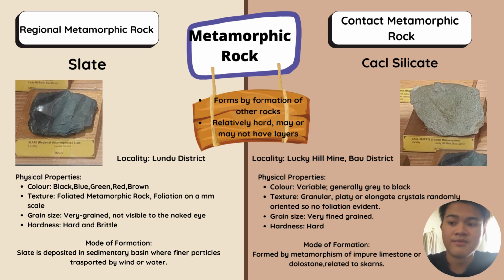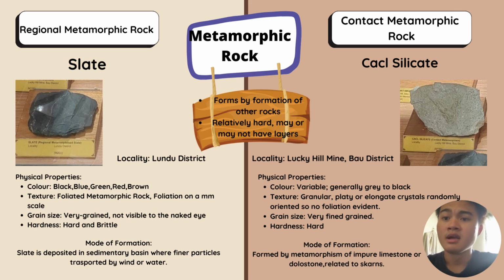For regional metamorphic rocks, the rock example is slate. Slate can be identified at Lundu district. Physical properties of slate: the color is black, blue, green, red, or brown. The texture is foliated metamorphic rock, with foliation on a scale. The grain size is very fine, not visible to the naked eye. The hardness is very hard and brittle. Slate is deposited in sedimentary basins where finer particles are transported by wind or water.